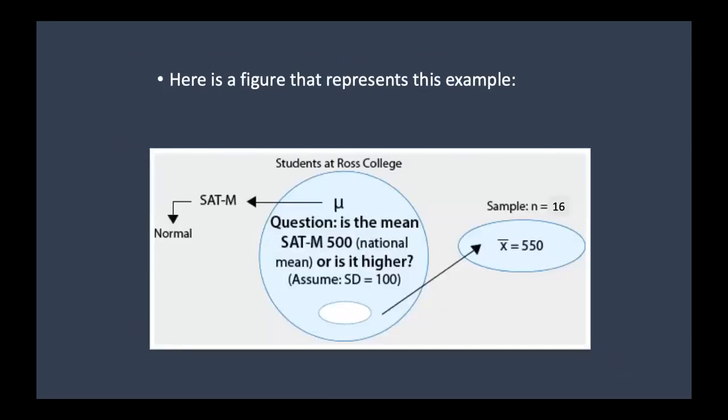So here's a figure that represents this example. The question eventually is: is the mean SAT math score the same as the national mean, or is it higher, assuming the standard deviation is 100? Our sample mean is 550.